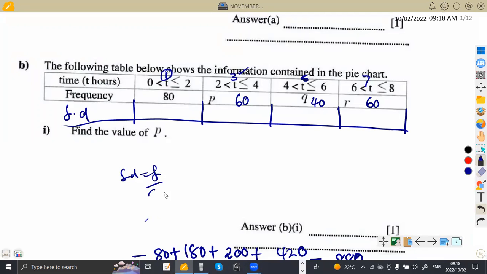Remember I told you the class width is actually the difference, 2 minus 0. So you're simply dividing the frequency of 80 by 2 minus 0, which is 2, so it's going to give us 40 here. The same thing here, 60 divided by 4 minus 2, which is 2, is going to be 30. 40 here divided by 2 is going to be 20. 60 by 2 again, which is 30. So these are the frequency densities that I'm talking about here. Okay, so that's how you actually have your frequency polygon.